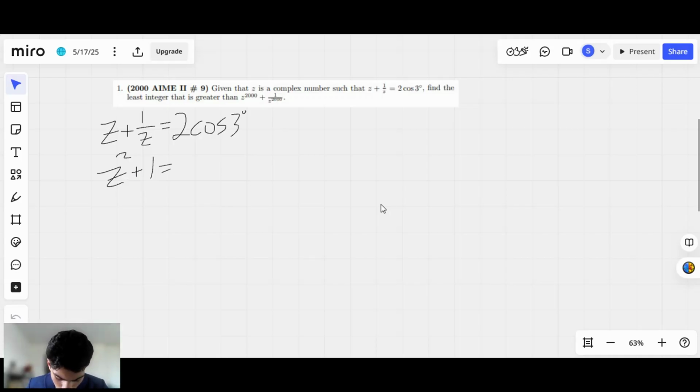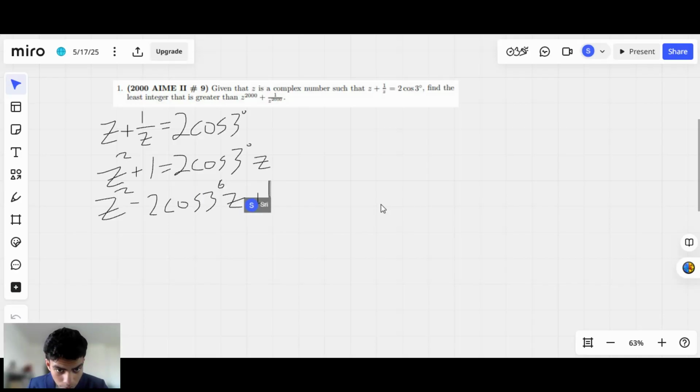So let's try to do whatever we can to get close, right? So z squared plus 1 equals 2 times cos of 3 times z. Then move that to the left-hand side. You'll get z squared minus 2 cosine 3 times z plus 1 equals 0. Well, what can we do now?